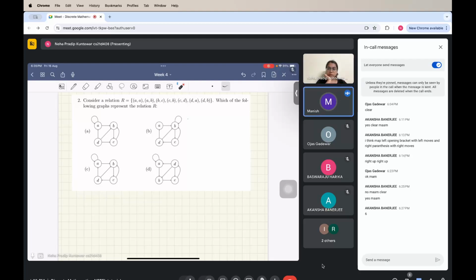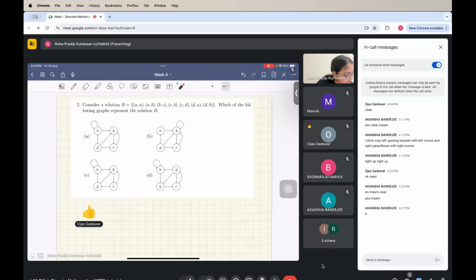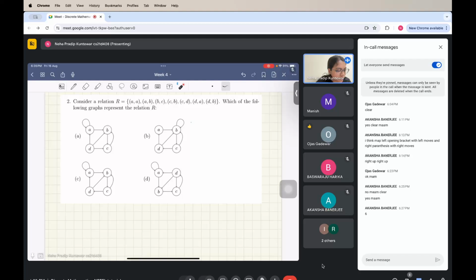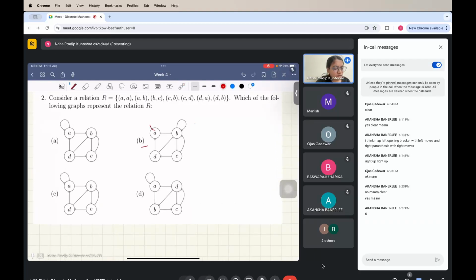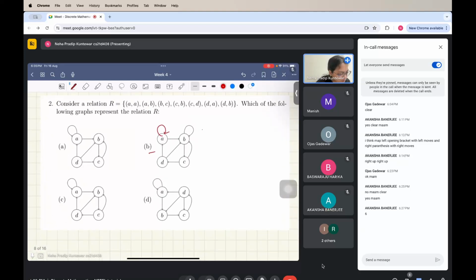I think C is the... Okay. Yeah, I think that is correct. So what happens in, for example, b is you do not have a self loop. Here you have a to a, then you have a to b, then you have b to c, you have c to b, then c to d, d to a, and d to b. Yeah, good. So c is the correct answer, and I think in the rest of them you would end up finding something which does not match with the relation R.